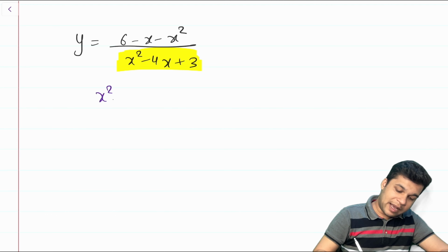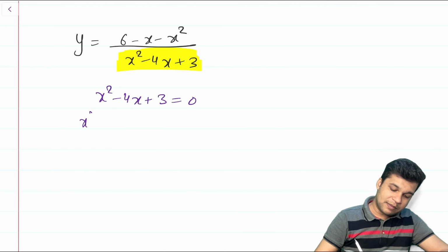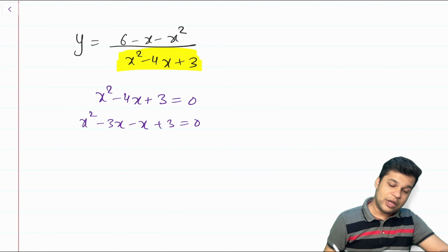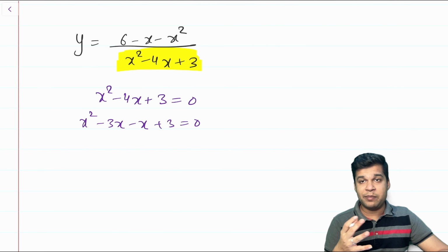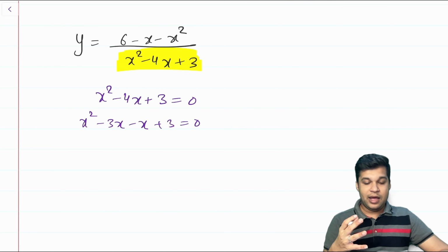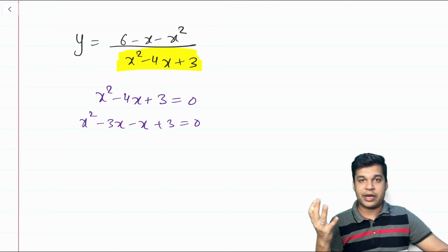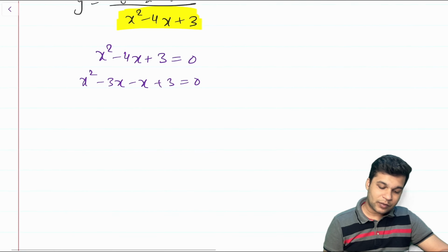So x square minus 4x plus 3 equal to 0. We'll split the middle term. If you split the middle term, this becomes x square minus 3x minus x plus 3 equal to 0. If you want to learn how I just split the middle term, there is a video on quadratic function and quadratic equation that I have made. There is a video where I have taught you how to factorize the middle term. You can just check it out and it will help you.